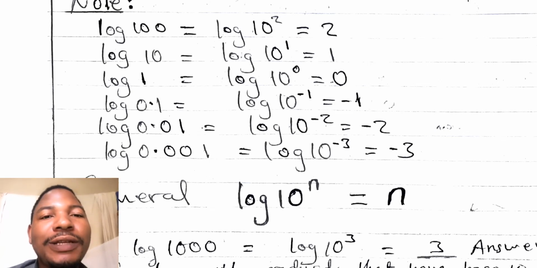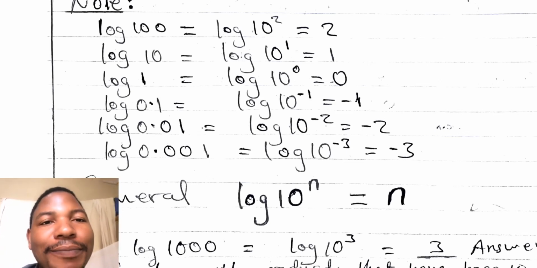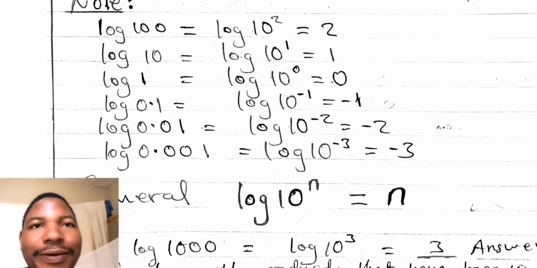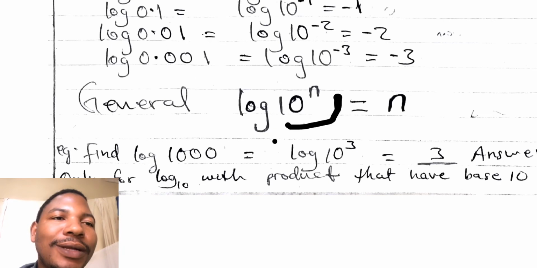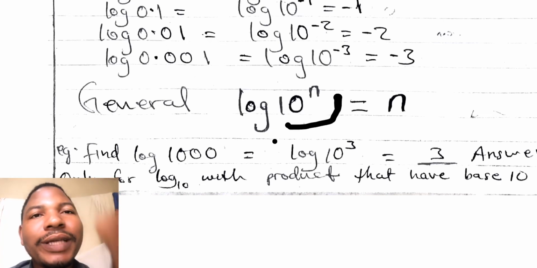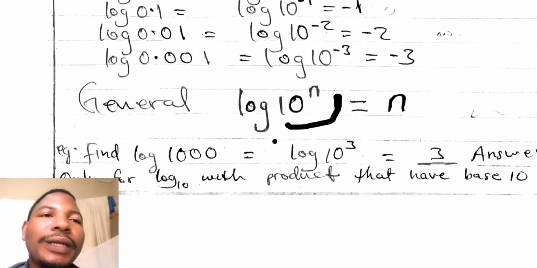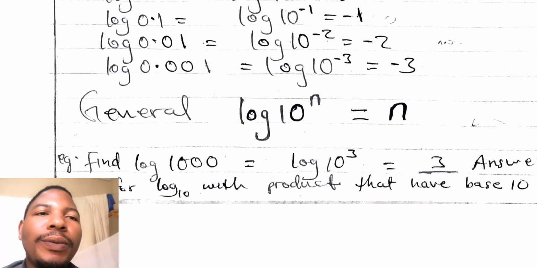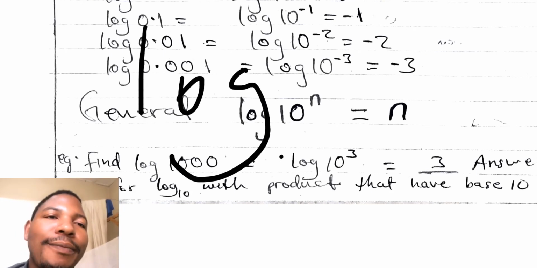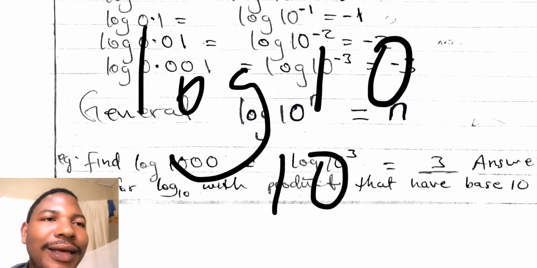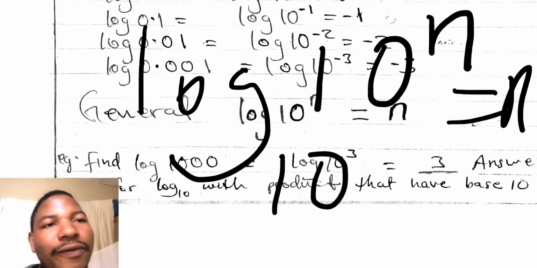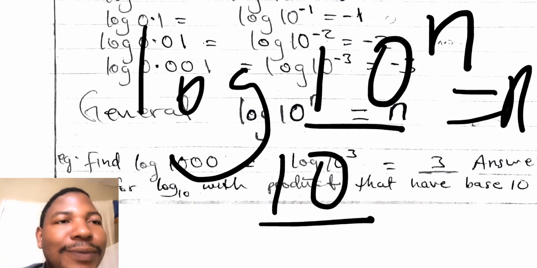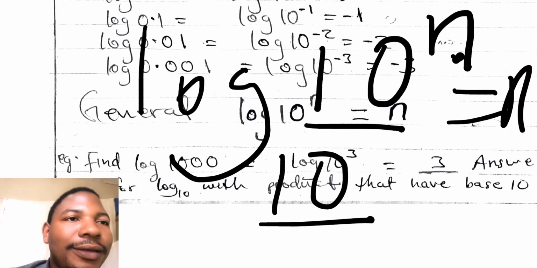Kwa hiyo kumbe zile exponent ndio zinaenda kuwa majibu. Okay, but this one is applicable only for the log base 10. So now let us take the general concept. General: log base 10 of 10 raised to a certain exponent will be equal to n. Wherever we see log base 10 and also a 10 exponent something, your answer here will be equal to that something.